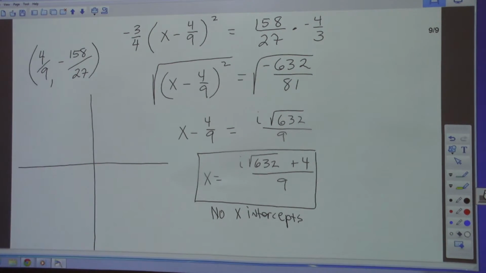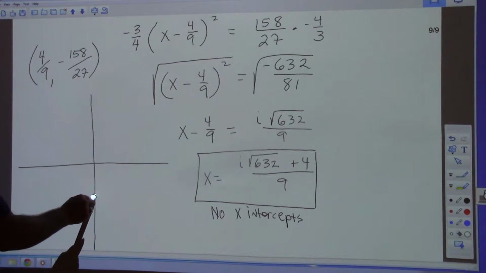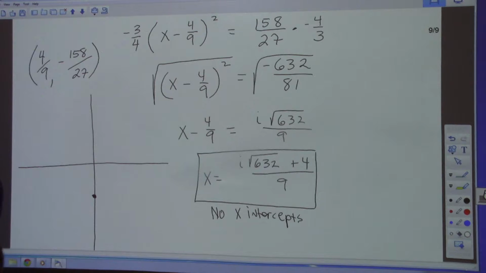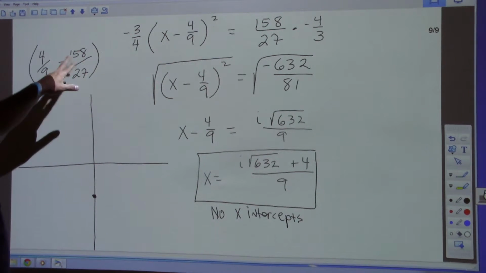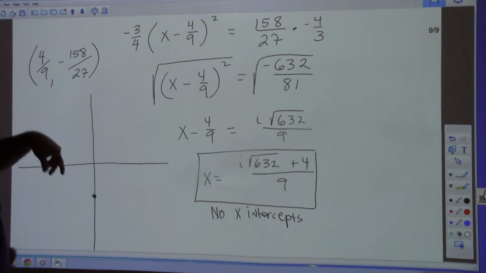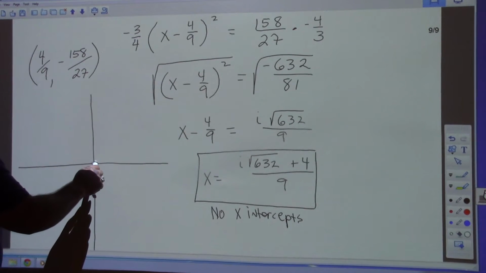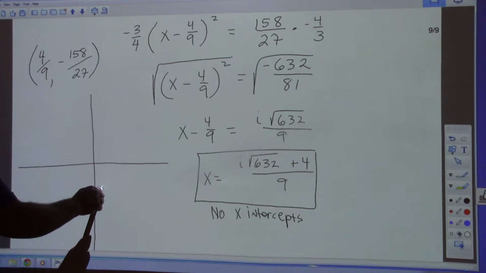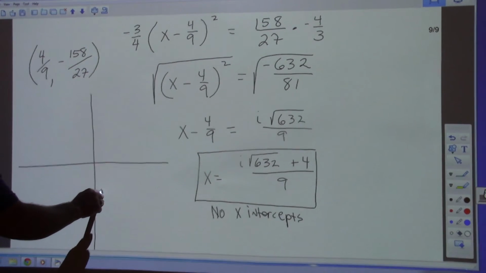What was our y-intercept? Negative 6. And this is 4/9, which is a little under a half. And negative, what does this come out to be? A little under 6, because it's going down. It is 6.